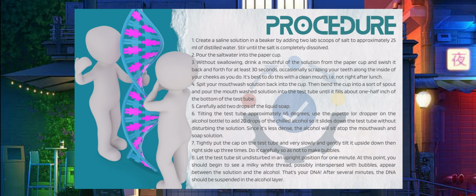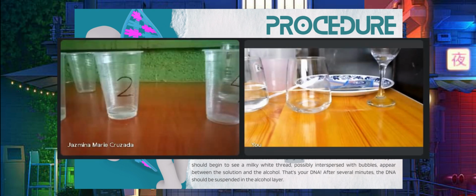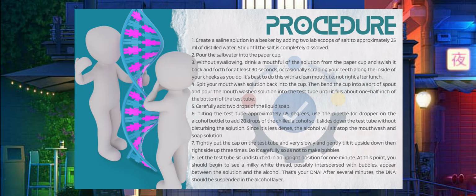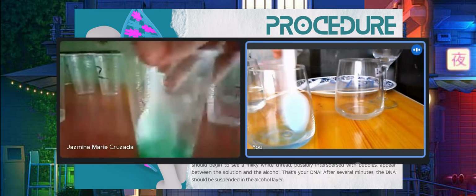So, salt removes protein in the DNA and helps it dissolve in water. Also, it makes the DNA non-soluble in water. So, next is spit your mouthwash solution back into the cup. Then bend the cup into a sort of spout and pour the mouthwash solution into the test tube until it fills about 1/2 inch of the bottom of the test tube. Carefully, add 2 drops of the liquid soap.